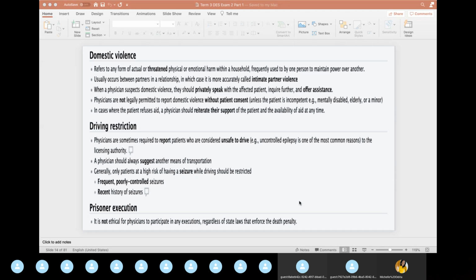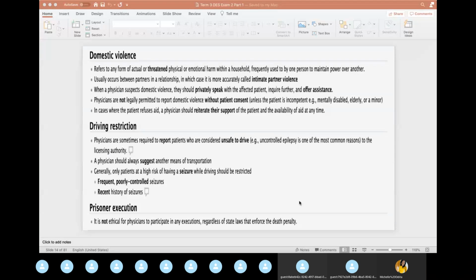So the point here is physicians are not legally permitted to report domestic violence without patient consent, unless the patient is incompetent. For example, mentally disabled or a minor or elderly, where they can't give their full consent.